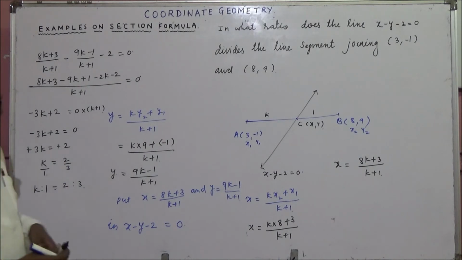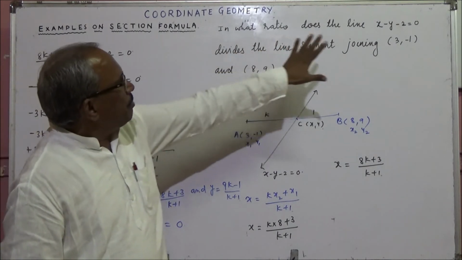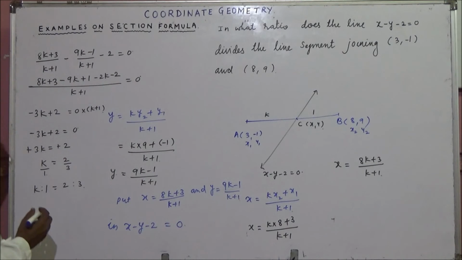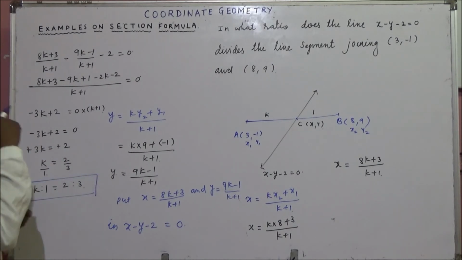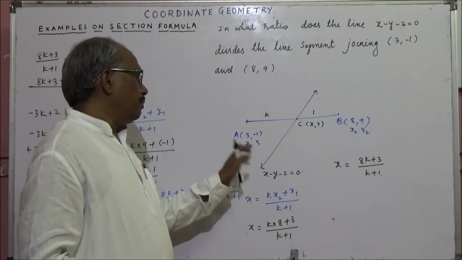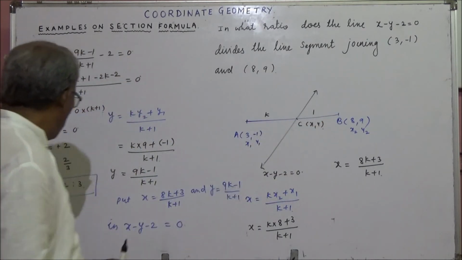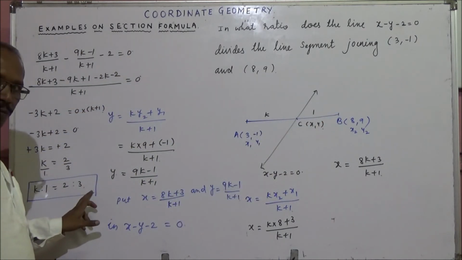So therefore, what is our question? We have to calculate the ratio. So this is the required ratio. That means this line divides AB in 2:3 ratio.